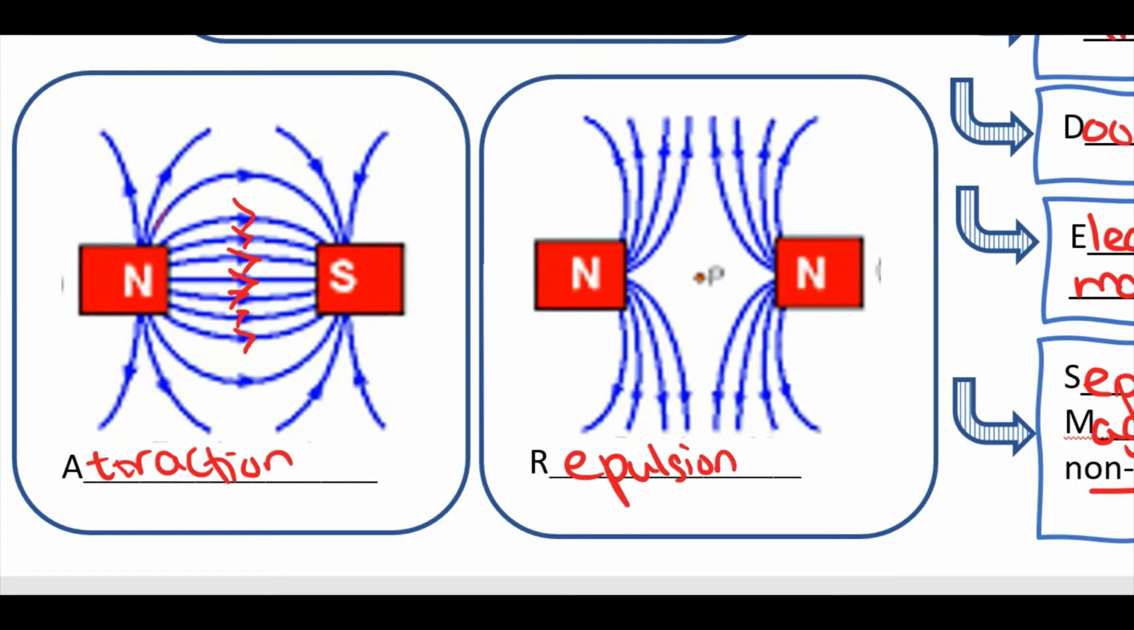So why is it pushing away? Because you can see here the lines of forces are pushing up, so they're not going to meet because they are social distancing, so they are pushing each other away.